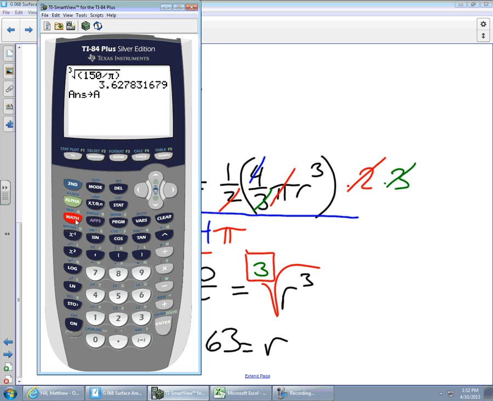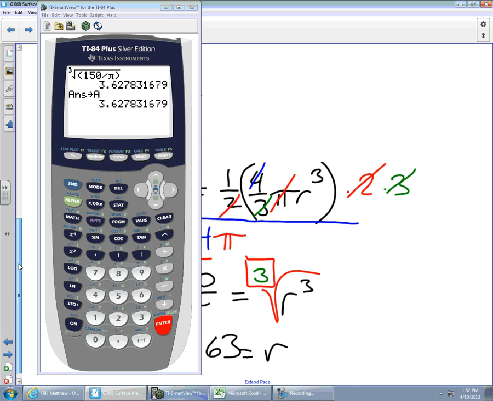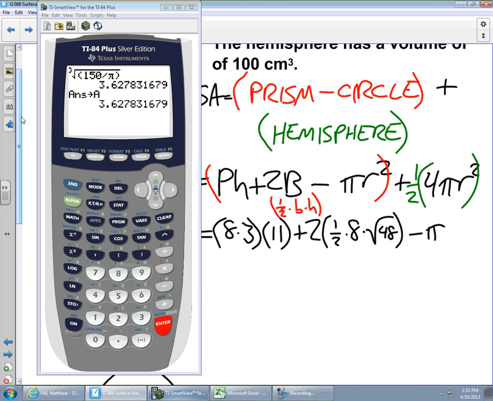When you press enter, the calculator will not do anything. All it has done is taken 3.627831679 and all the decimal points that are off the screen, and it has saved them all as the variable A. Now, when I'm working this problem, anytime I want this value back, all I have to do is type A. And it'll bring everything back, including all the decimal points. So I just stored my radius as A.